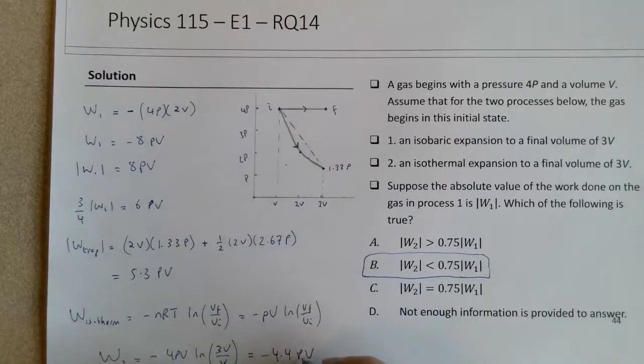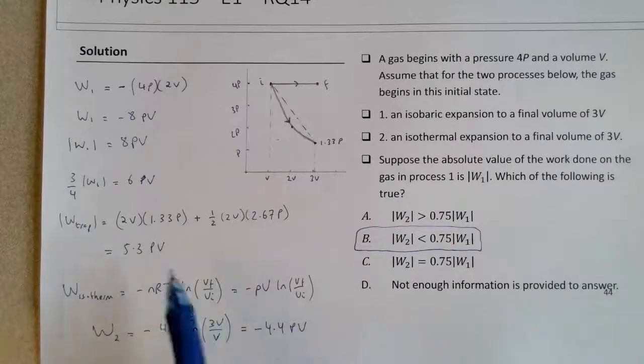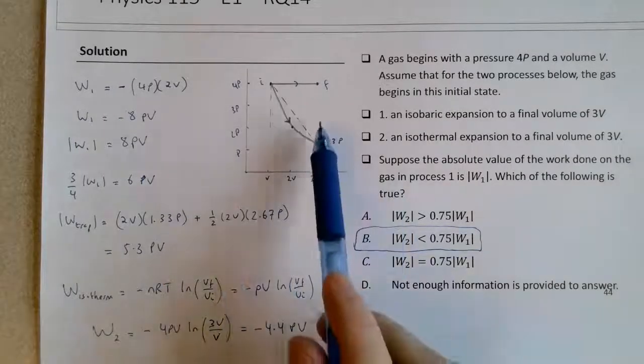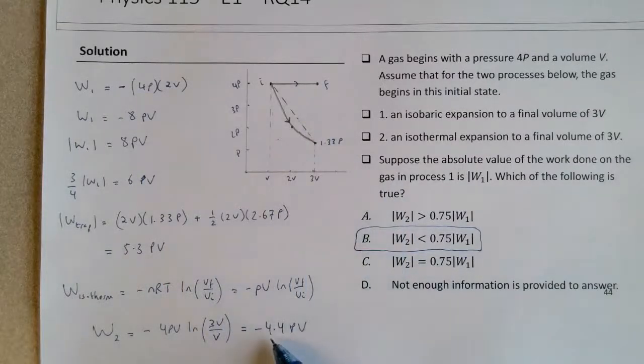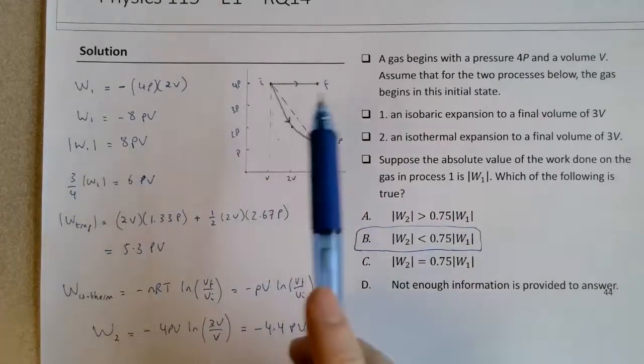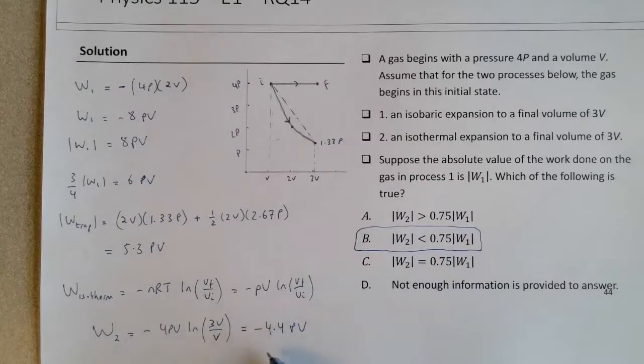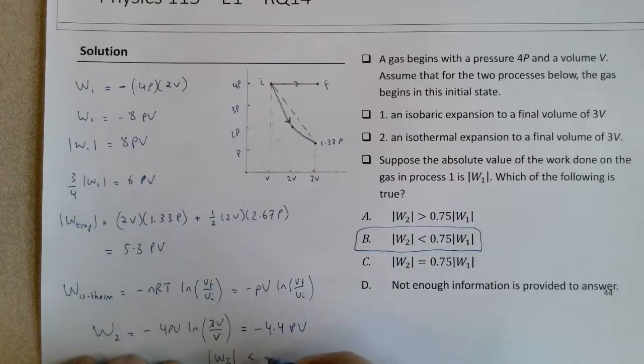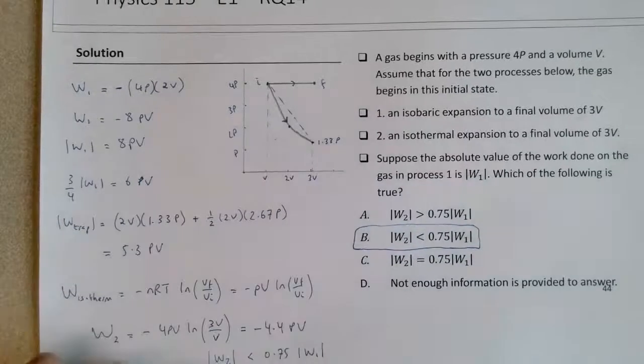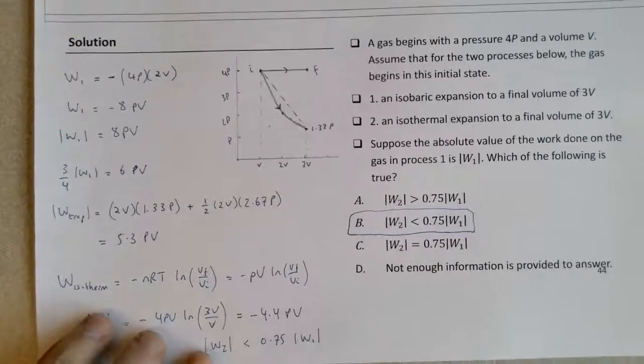You work this out in your calculator and you end up with negative 4.4PV. So that's the exact area underneath the isotherm, which of course has to be less than the 5.3 calculated for the area underneath the trapezoid. And as mentioned earlier, it's a little over half of the 8PV for work 1. So we can be pretty convinced that the absolute value of work 2 is definitely less than 0.75 of work 1. That's how the question was designed.